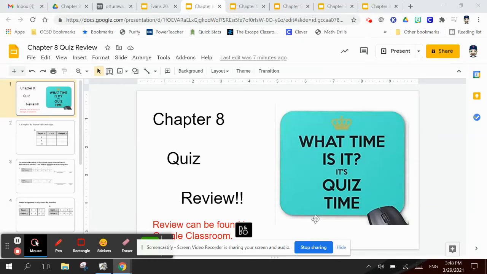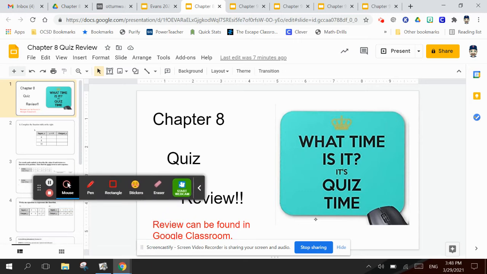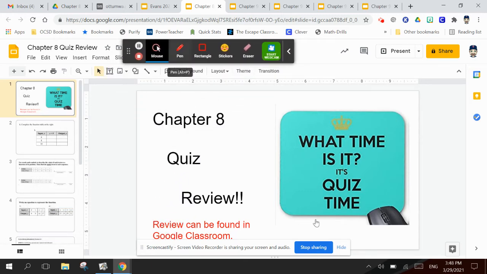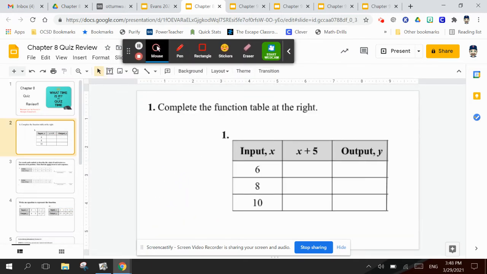Chapter 8, Quiz Review. The review can be found on Google Classroom using Kami. Number 1, it says complete the function table at the right.